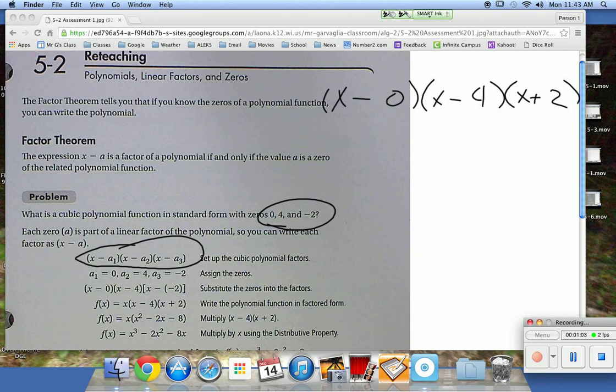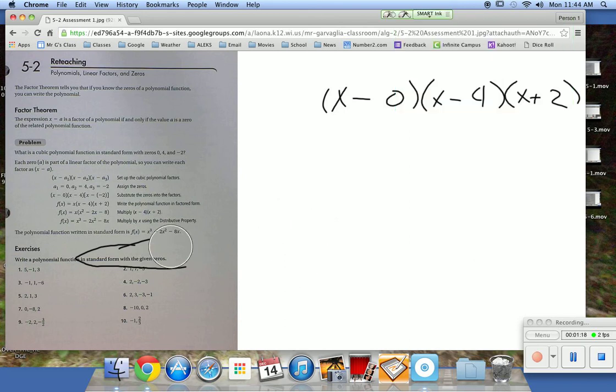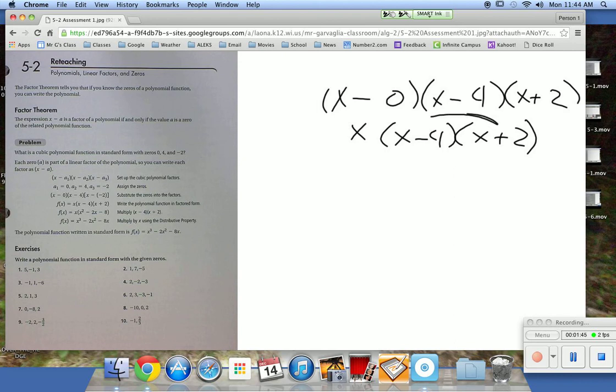So if we put those in, we actually come out with x minus 0 is just x, correct? Get rid of this. And look at this, we would just have x here. We'd still multiply times x minus 4 and x plus 2. We're going to put this into one big polynomial equation. Regardless of what you're going to do, you're going to have to multiply this through somehow. I'm going to take these two right here and multiply them together.